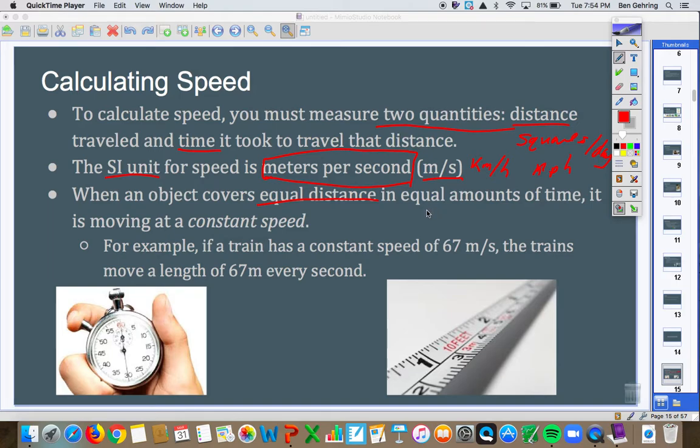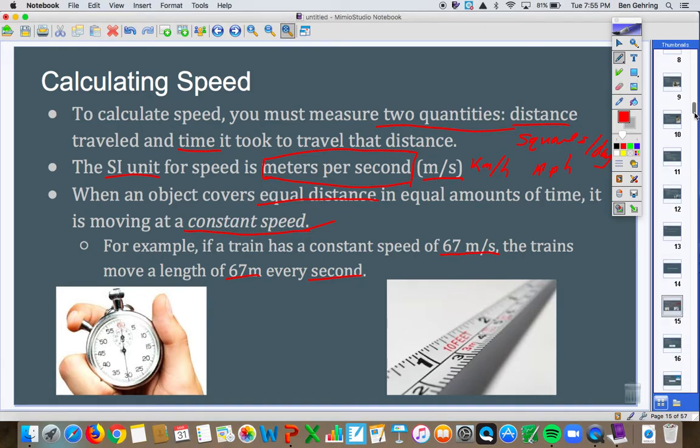If your object covers the same distance in equal amounts of time, for example, if I cover 2 meters every 1 second, I am moving at a constant speed. So every 1 second I travel 2 meters. Another example would be if a train has a constant speed of 67 meters per second. This train moves 67 meters every 1 second. So that is a little bit of background information, some starting points. And here we go.